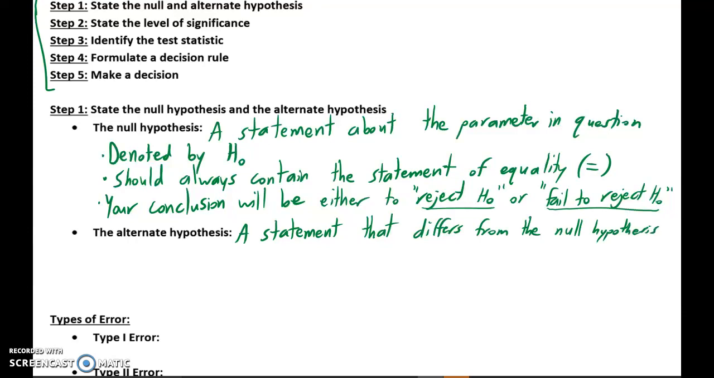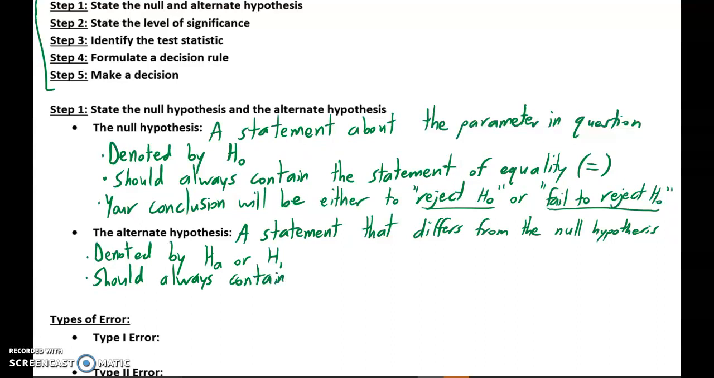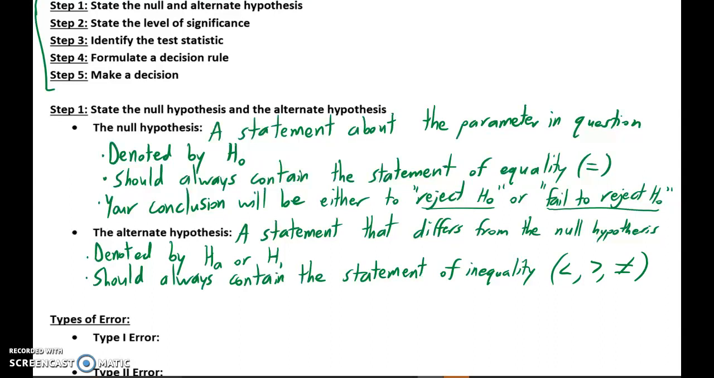Okay, so it is denoted by, there's a couple things here. I usually use HA, but you can also use H1. Mrs. Crimer might use H1, so you'll just have to be aware depending on who you have. I will most likely use HA, okay? And this one should always contain the statement of inequality. That means it will always have a less than symbol, a greater than symbol, or a not equal to symbol.